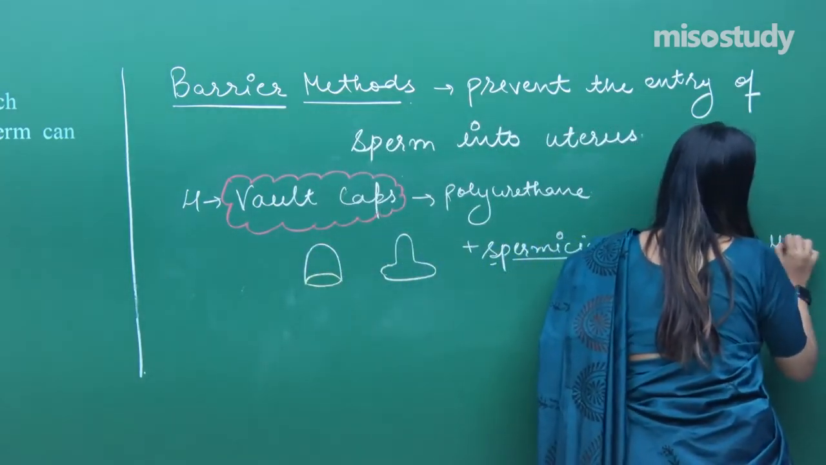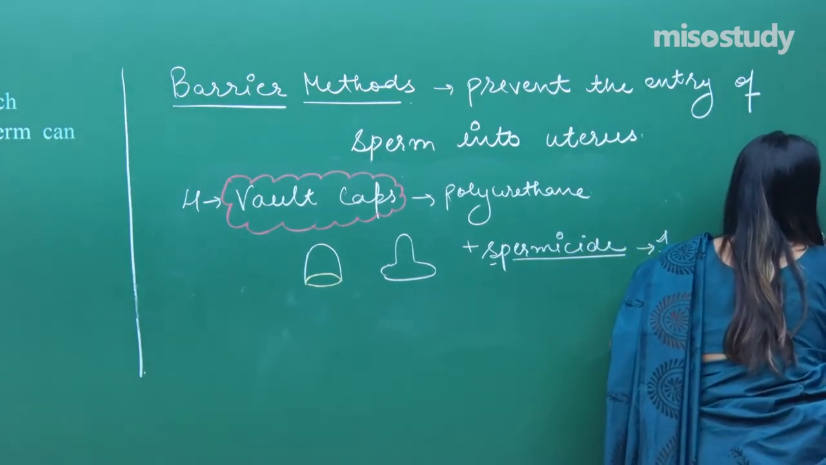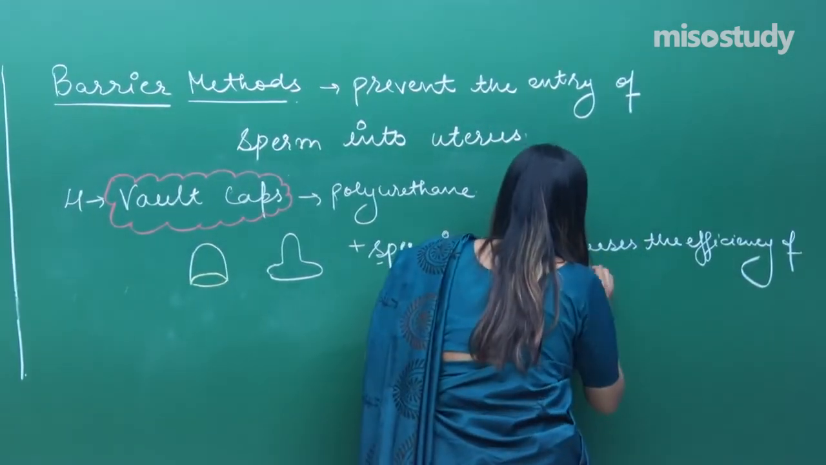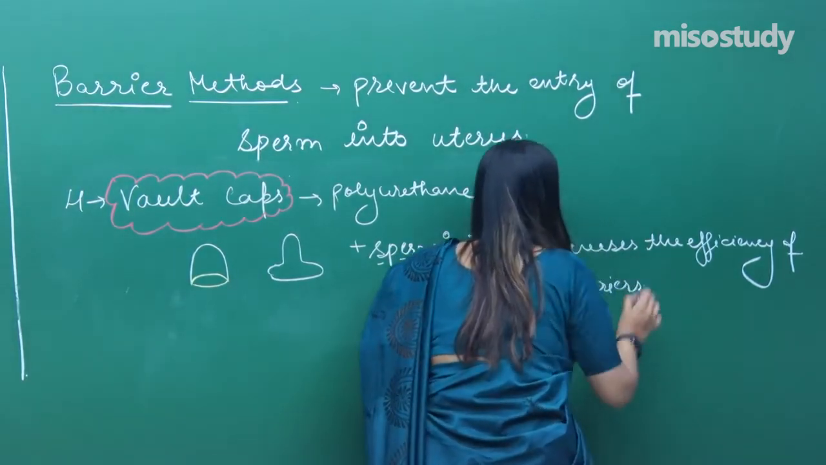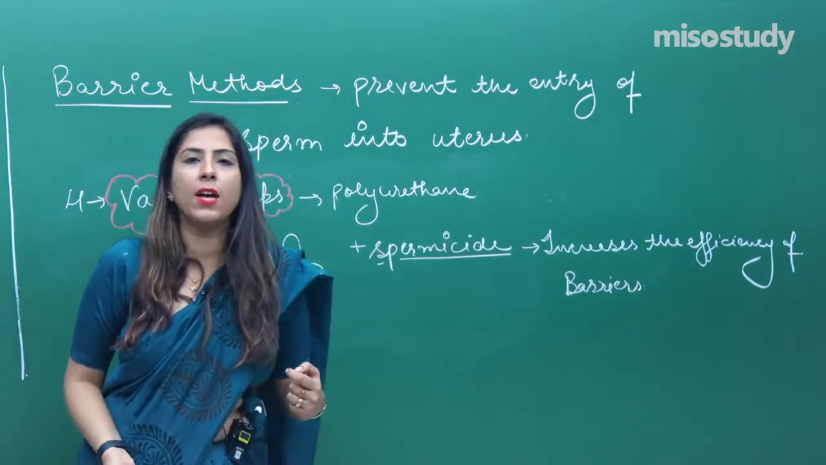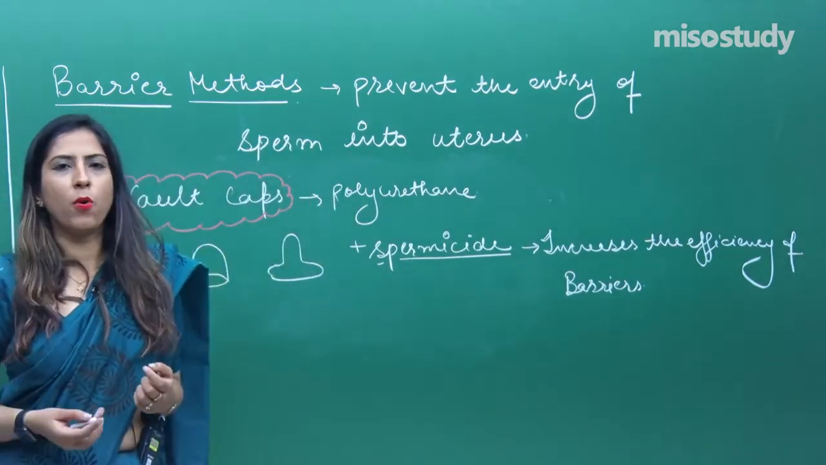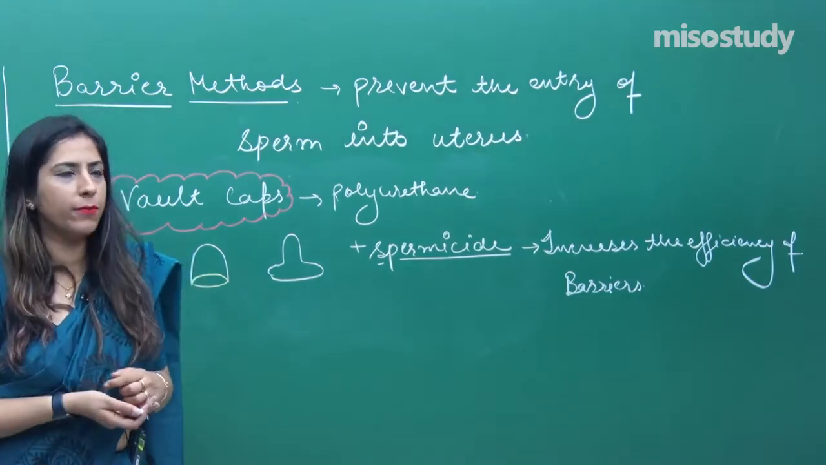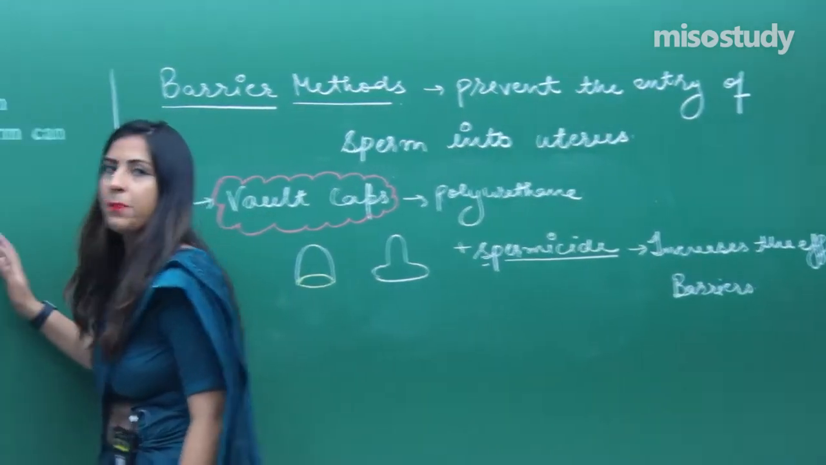It increases the efficiency of barriers when they are used with a spermicide. Like nonoxynol 9, this is one of the spermicides which is there in so many sponges which are available in the market in the name of Today. Right? So first was the barrier method. Next, students come at this side.